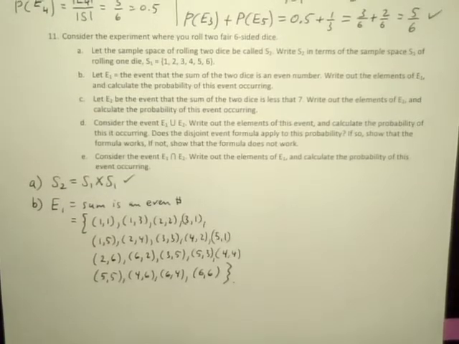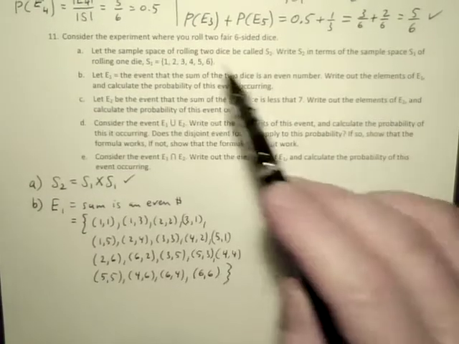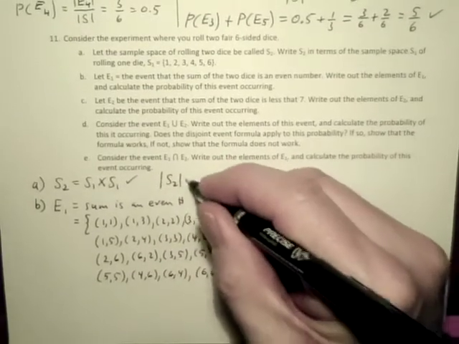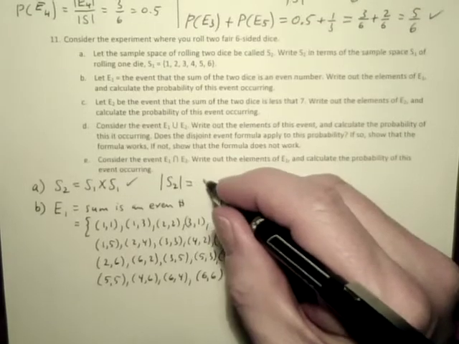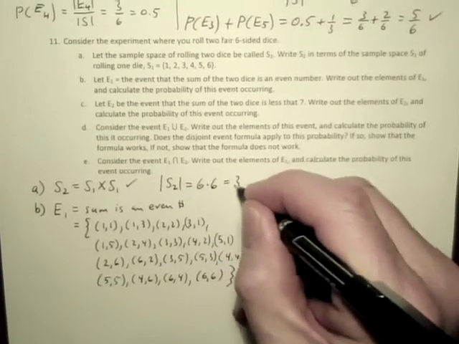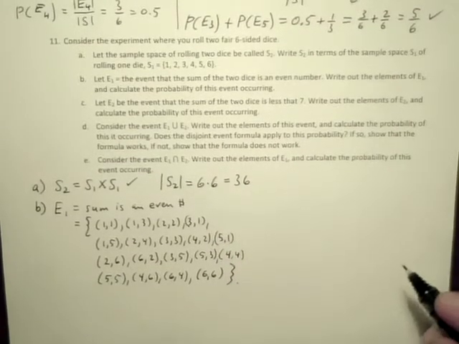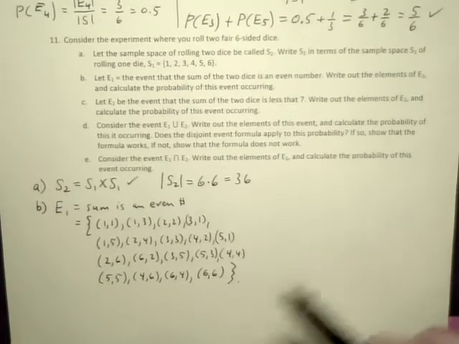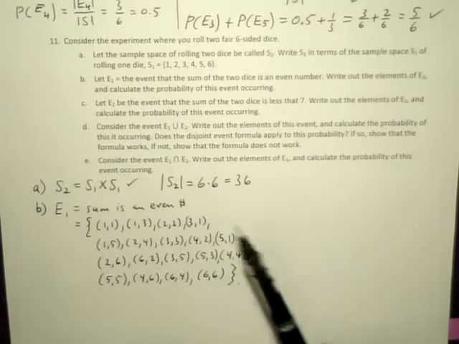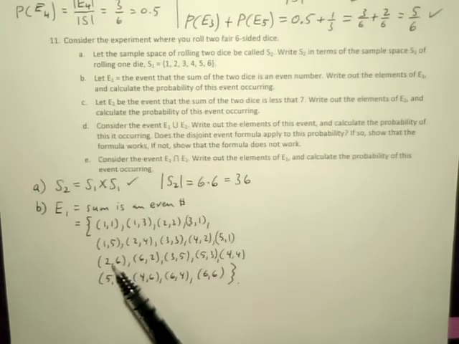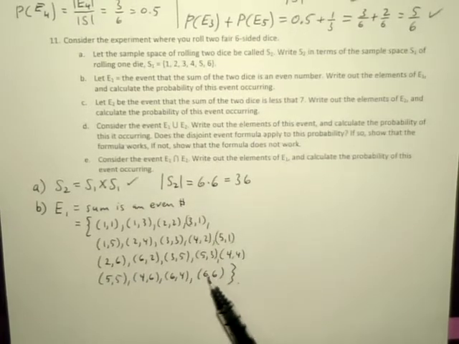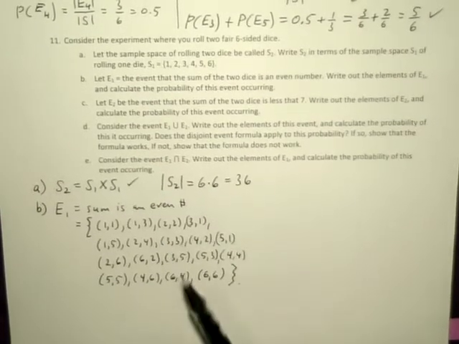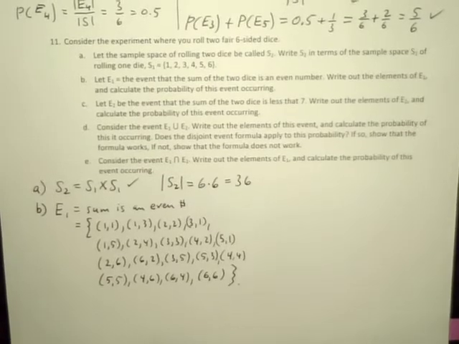And I'm thinking that there are going to be 36 elements in S2, right? 6 times 6, which is 36. So I'm thinking maybe half of them would give even numbers. Let's count. 1, 2, 3, 4, 5, 6, 7, 8, 9, 10, 11, 12, 13, 14, 15, 16, 17, 18. Yeah, exactly half of them gave me an even number. So that kind of makes sense.